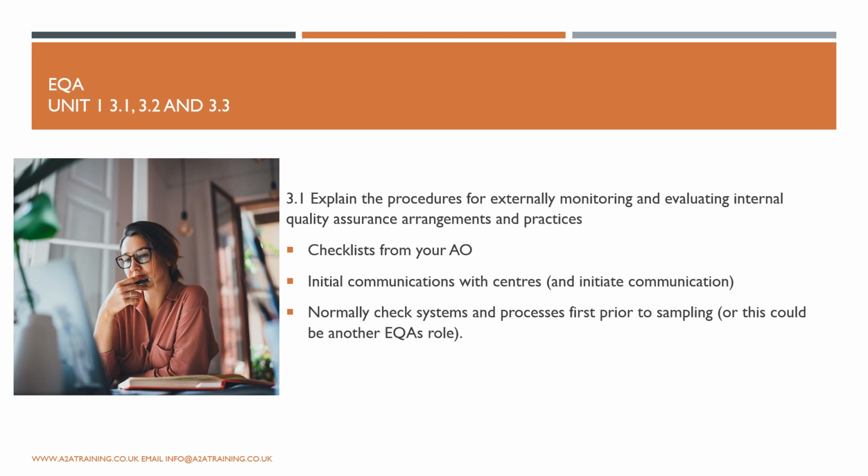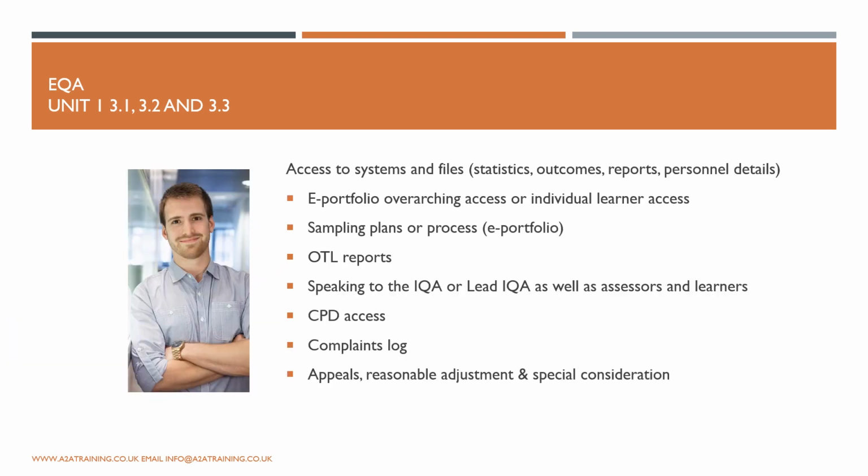You'll normally check systems and processes first prior to sampling, or this could even be a slightly different role within the EQA. So some awarding organisations will ask one EQA to look at processes and procedures as a whole for the organisation, and then different EQAs to look at sector-specific assessment and clarification.